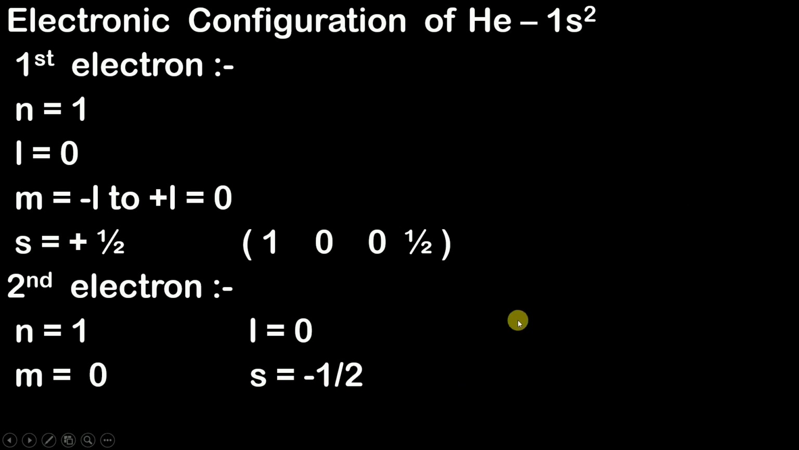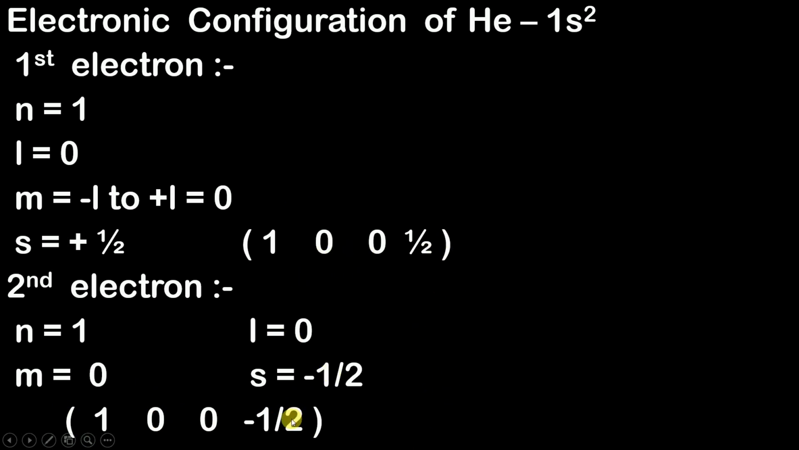Now when we write all these four quantum numbers inside a set, we get something like this: 1, 0, 0 and minus half. So for the first electron these are the four quantum numbers, and for the second electron these are the next four quantum numbers. Now when you compare the set of the first electron's quantum numbers and the set of the second electron's, you notice that the first three quantum numbers are the same, but the fourth one is different.